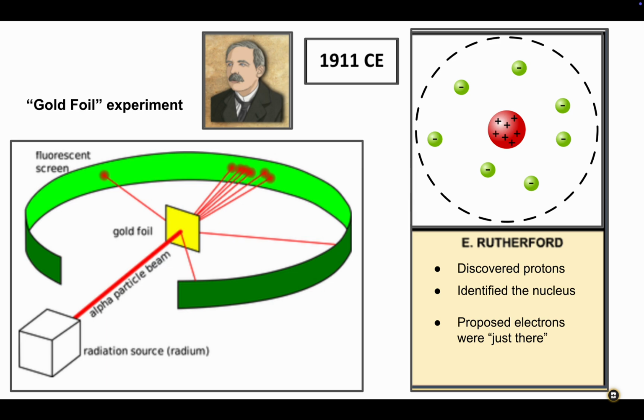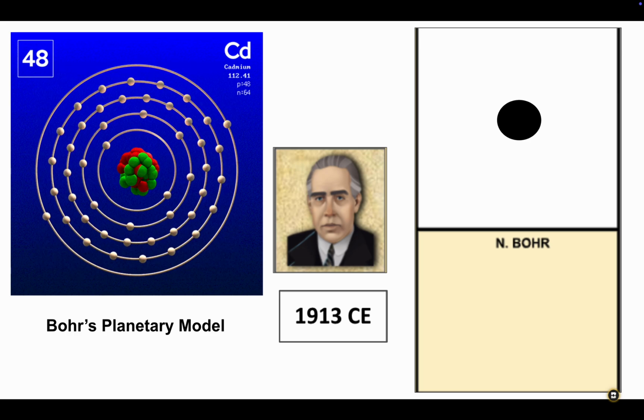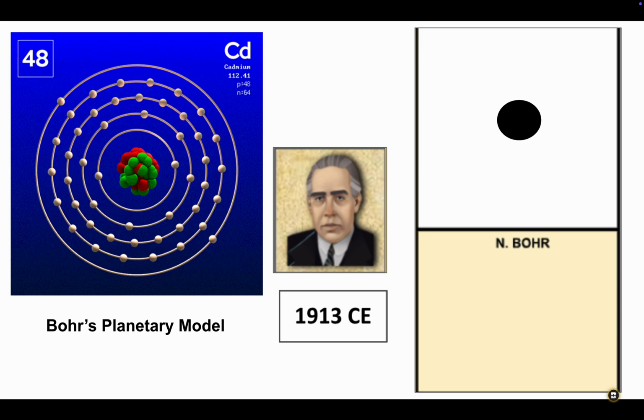Okay, let's move on from Rutherford to another important scientist, Niels Bohr, who took Rutherford's idea and made it even better. Now, take a look at this. This is 1911. Only 2 years will have passed between Rutherford and Niels Bohr. Niels Bohr came up with this planetary model in 1913.